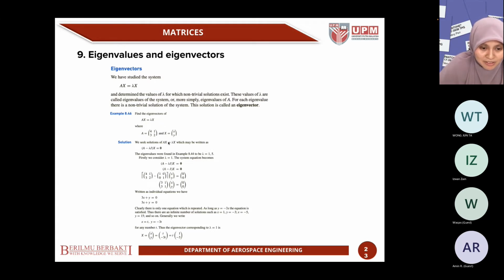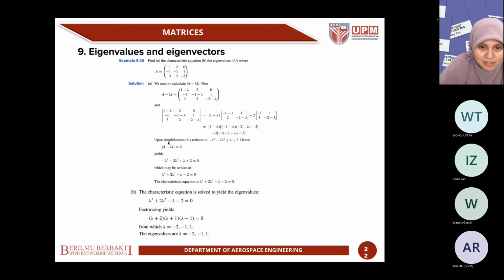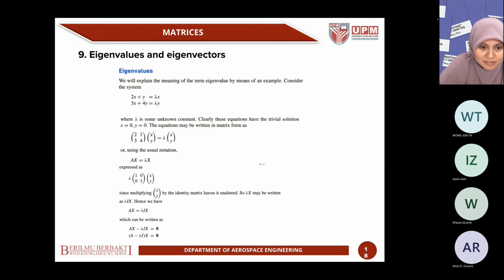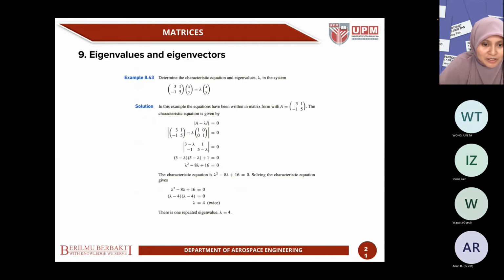This example is, I think, the same example just now. Not there. This one? Another example. It's okay.